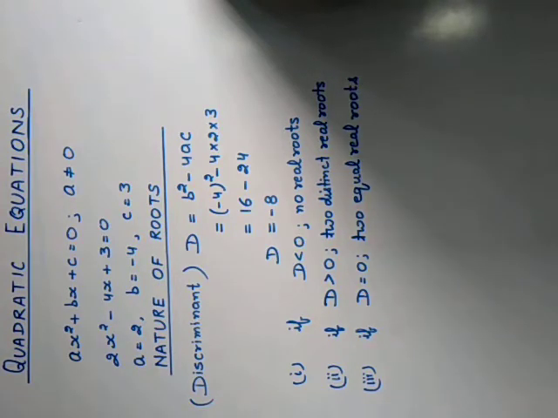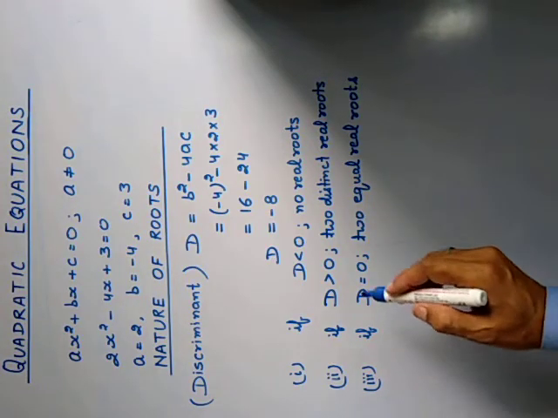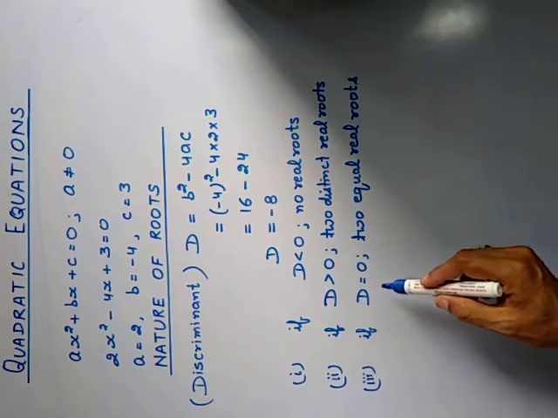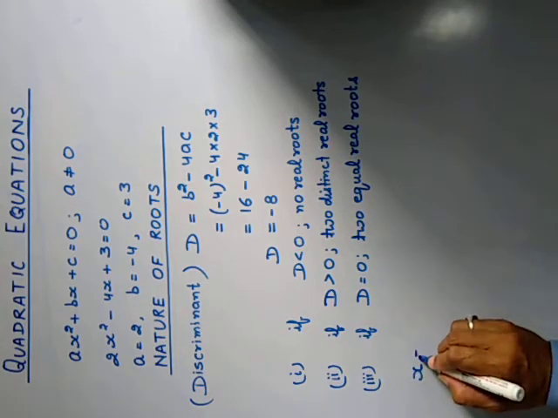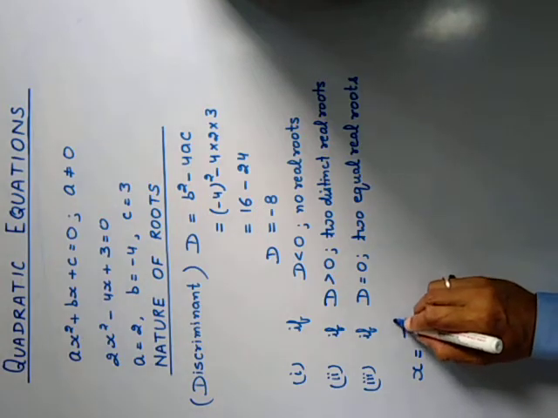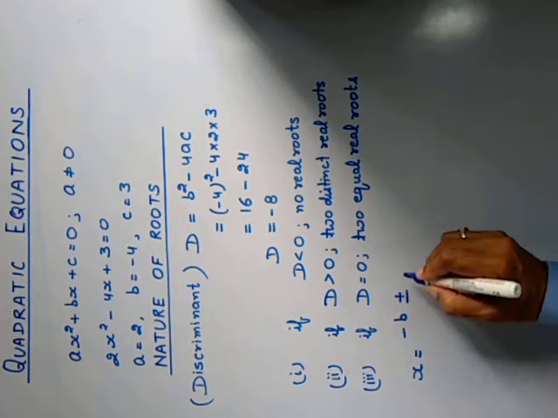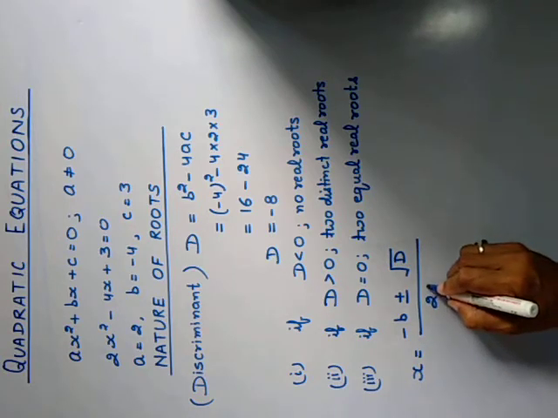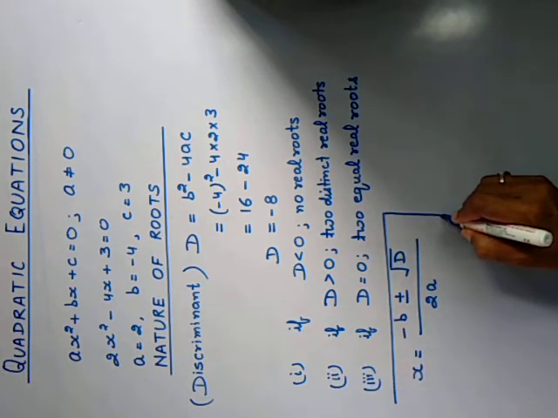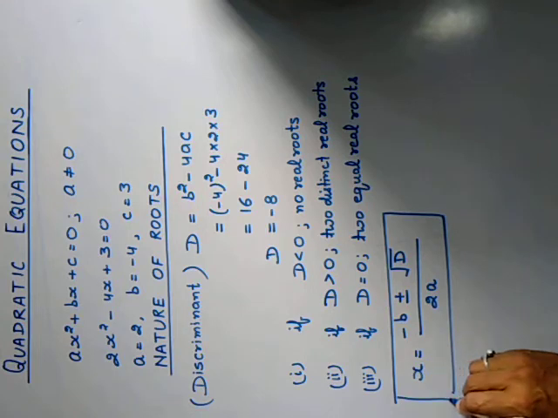After finding D, if D is greater than 0 or equal to 0, then we have to find the value of x, that is roots, by using the quadratic formula. So the quadratic formula is x equals minus b plus minus under root D upon 2a. So this is the quadratic formula.